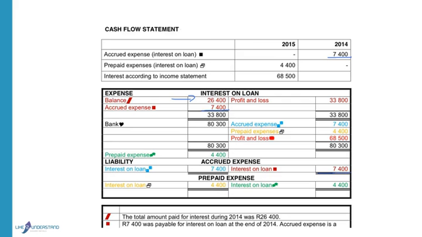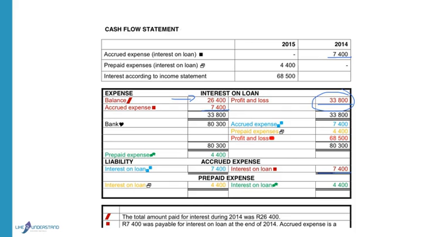Because we increased the interest on loan account by 7,400, we could record in the profit and loss account the total expense for interest for the year as 33,800. So that is the amount that you were supposed to pay out. If there was no accrued expense, this is my total expense for 2014, and the total expense is recorded in your income statement.